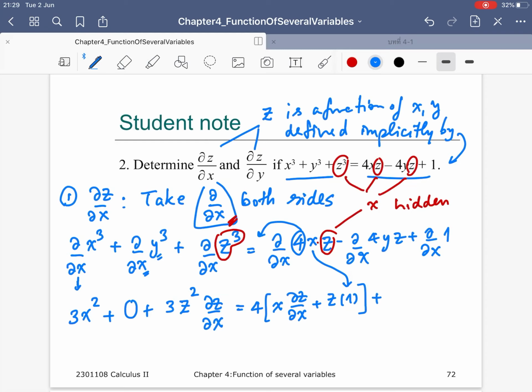And then because now your variable is x alone and your y is regarded as a constant, and I'm sorry, this is minus, so your 4y can pull out and the derivative applies to the z directly, and the last one, a derivative of 1, of course it is 0.